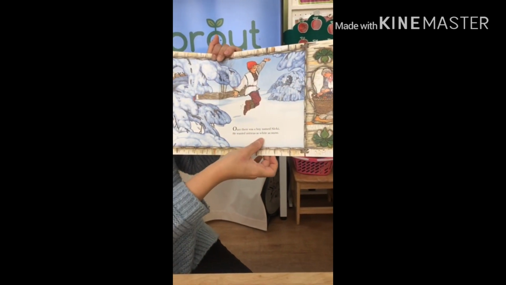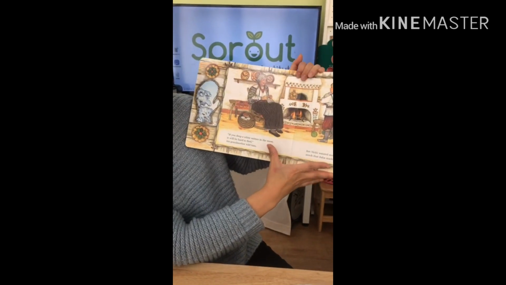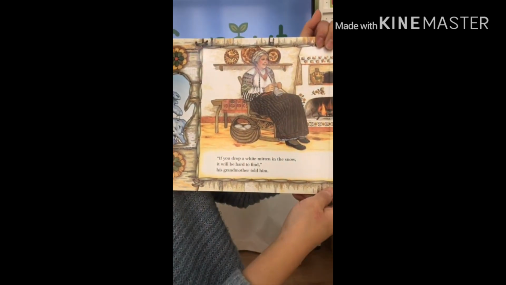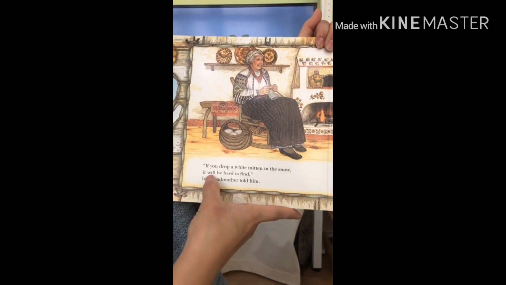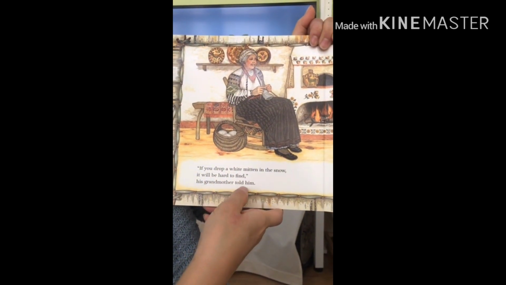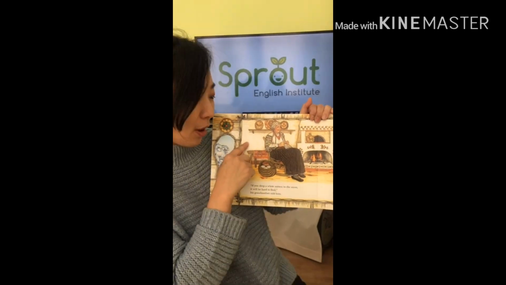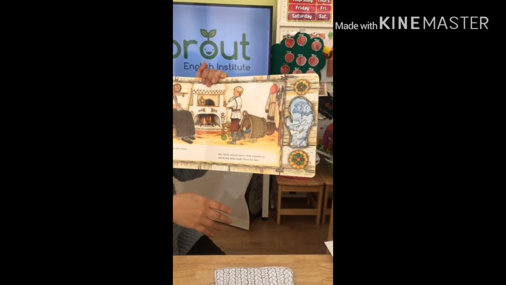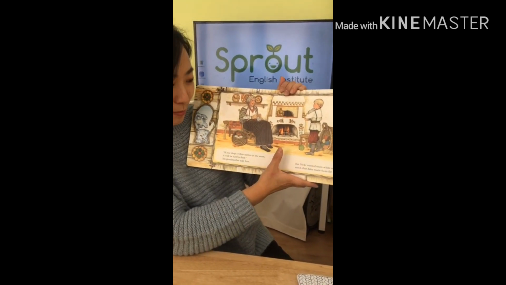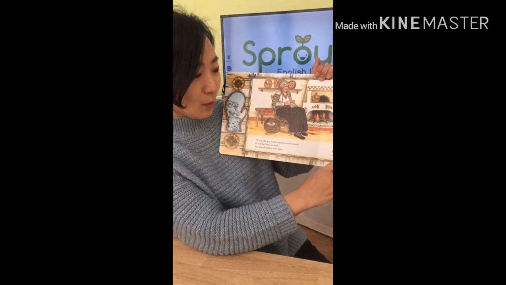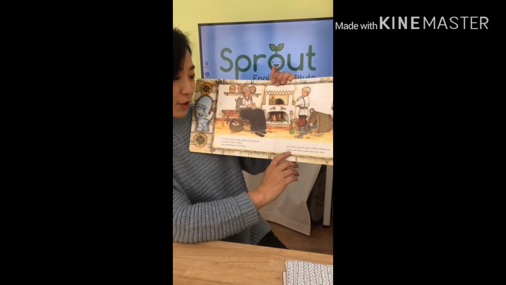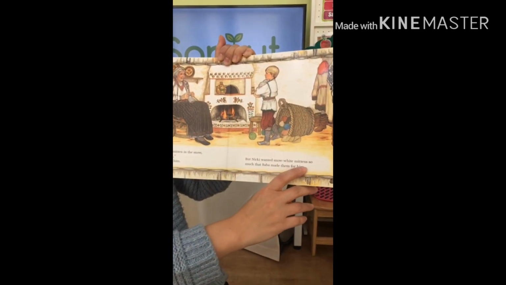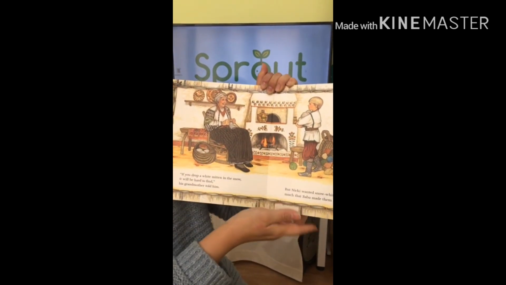Nicky wanted mittens as white as snow, but Grandma said, if you drop a white mitten in the snow, it will be hard to find, his grandmother told him. So Grandma thought white mittens would be difficult to find if you drop them in the snow. Why? Because it's white. If it's white snow and white mittens, maybe it's easy to forget that you dropped it, you might miss it. But Nicky wanted snow white mittens so much that Baba made them for him. I think Nicky calls Grandma Baba.